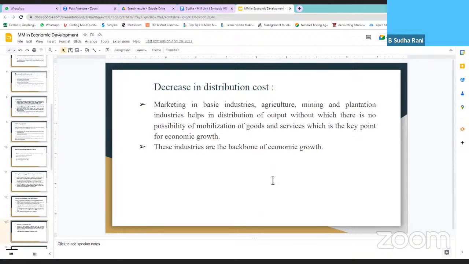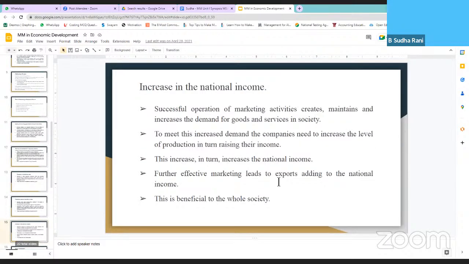That's the reason why we say the marketing function provides convenience in selling the products, so that for the marketer the distribution cost reduces, which matters because industries are the backbone of economic development. Then, the increase in the national income.